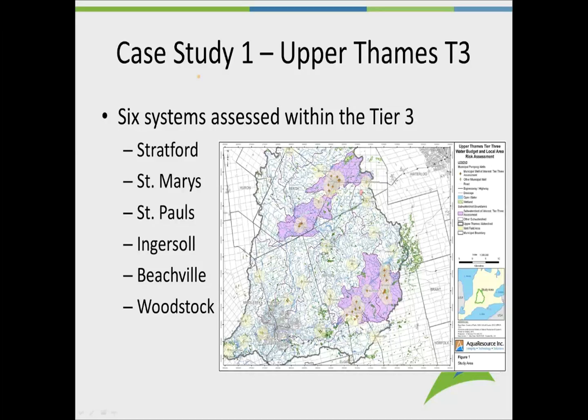Specifically, the areas of interest within this watershed are 6 systems or 6 communities, and those are Stratford, the small town of St. Paul's with 1 well, St. Mary's here in the north. This is Perth County. And in the south, there are the communities of Woodstock, Beachville, again a small community with 1 well, and then Ingersoll down here.